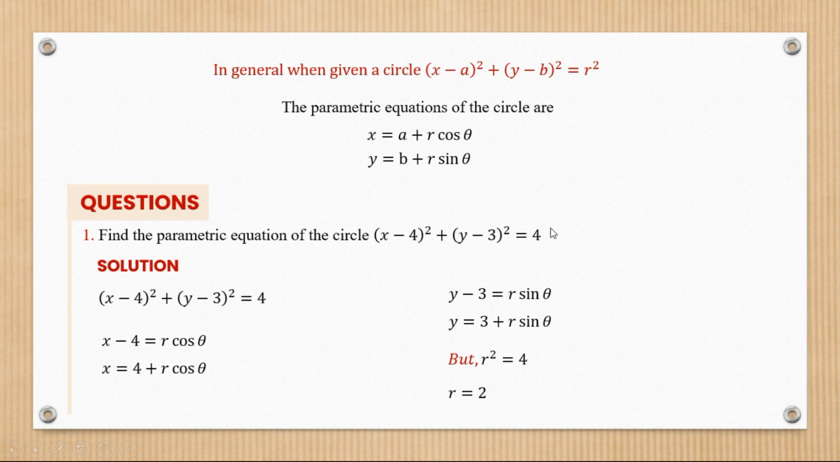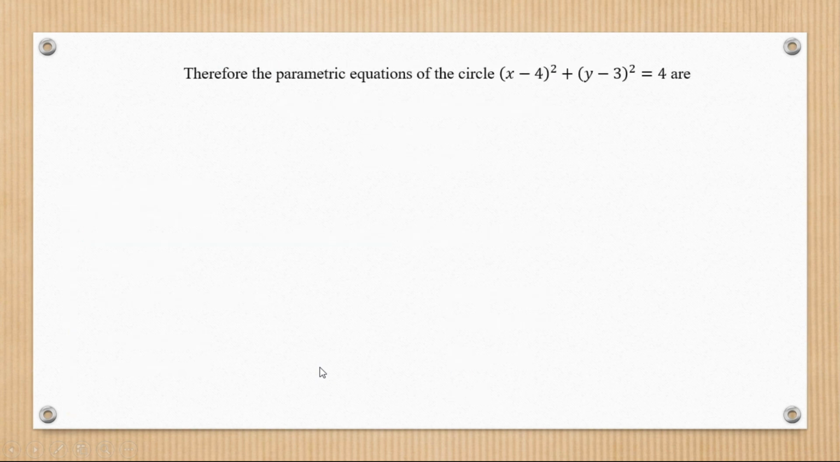So therefore, we find the value of r shall be equal to 2. Now that I know that r is 2, I can substitute this value of 2 into the expression where we have y, and also where we have x. So the parametric equations of the circle shall be x is equal to 4 plus 2 cos theta and y is equal to 3 plus 2 sin theta, and those are the answers.